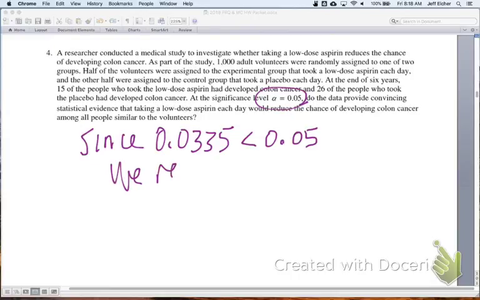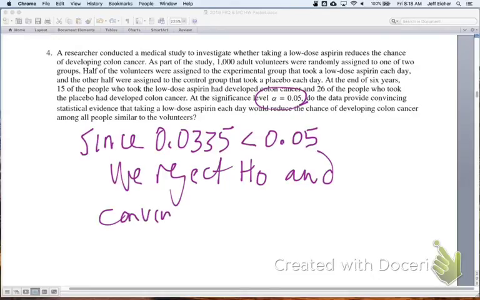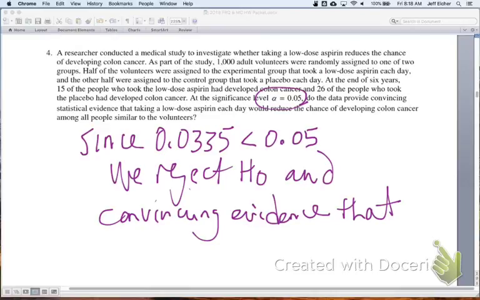We would reject the null hypothesis, reject H0, and conclude that we have convincing evidence. These words are very helpful. You should include the words convincing evidence that taking low-dose aspirin each day would reduce the chance of developing colon cancer among all people similar to the volunteers.